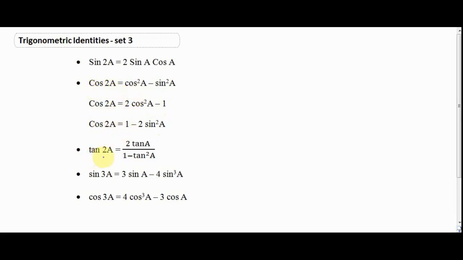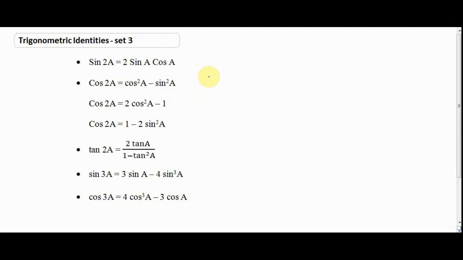Now tan 2a is equal to 2 tan a divided by 1 minus tan square a, and sin 3a is equal to 3 sin a minus 4 sin cubed a, and cos 3a is equal to 4 cos cube a minus 3 cos a. Okay, so please be thorough with all these trigonometric identities. These set of identities are very important when it comes to solving problems.